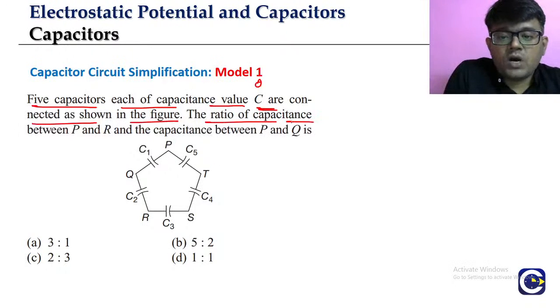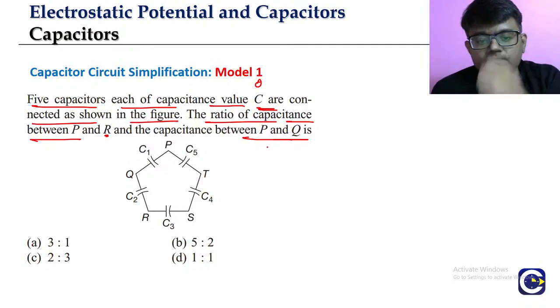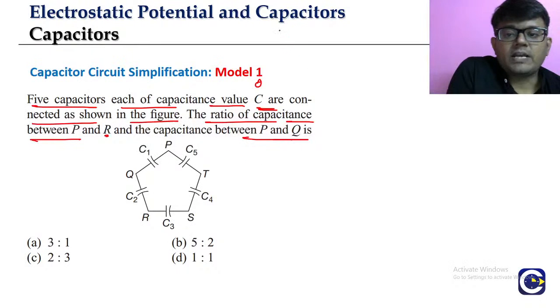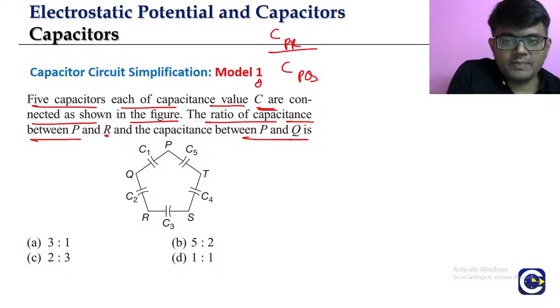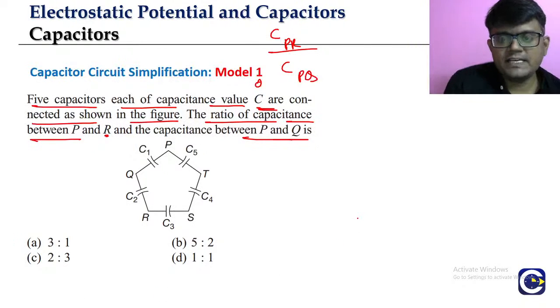The question is the ratio of the capacitance between P and R and the capacitance between P and Q. First, we will try to find the capacitance value between P and R. Then we will find the equivalent capacitance value between P and Q. After that, we have to take the ratio of them. So first we will look at the capacitance across P and R.